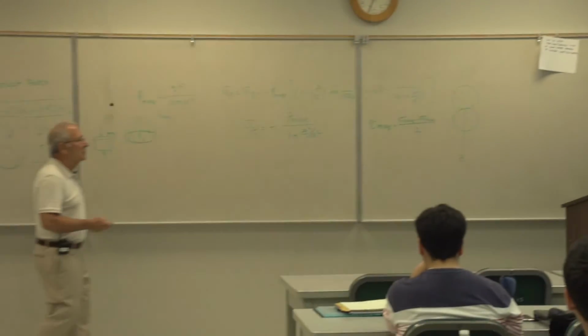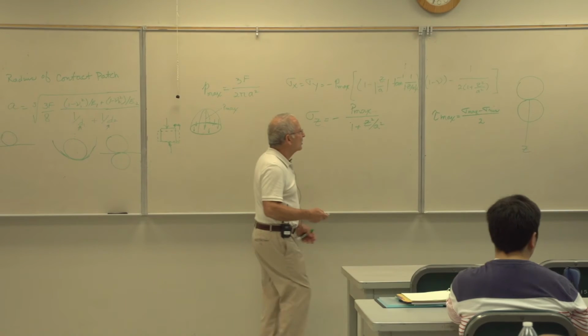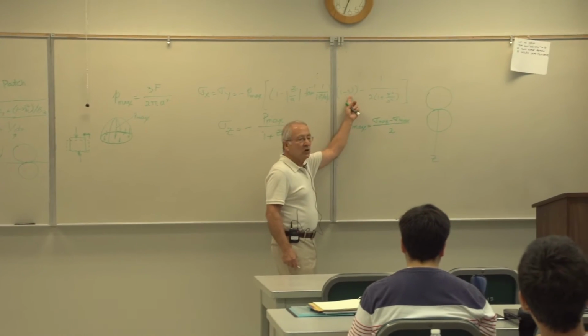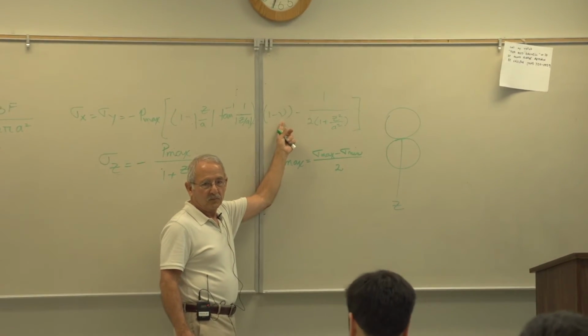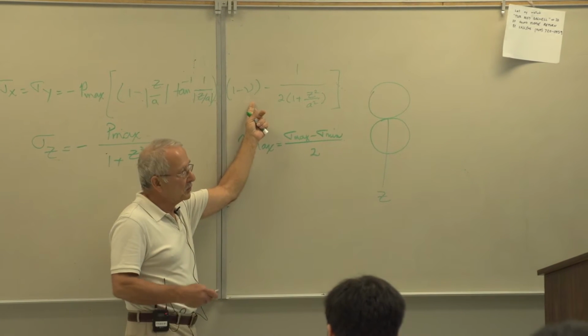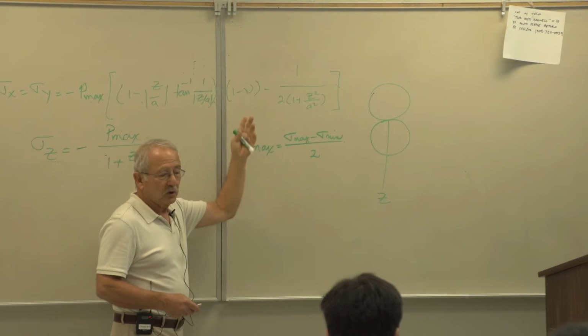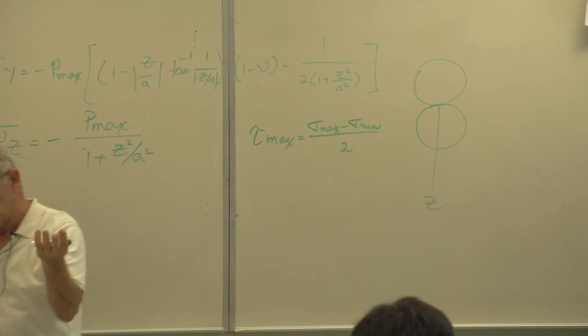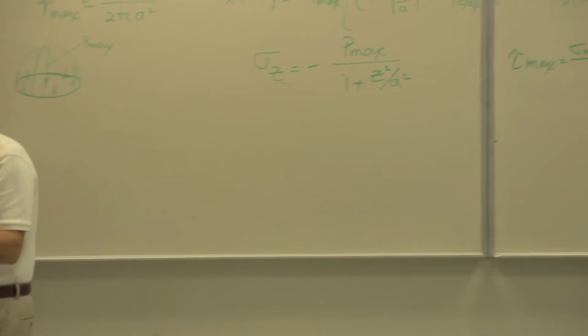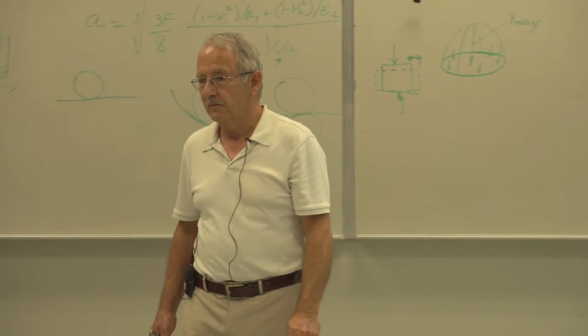This plot is for the value of nu equal to 0.3. In other words, if you put in 0.3 here and you plot, this is what you get. Put in 0.2 or 0.25 or something like that, you'll get plots very similar, but a little bit different from that, but very similar.